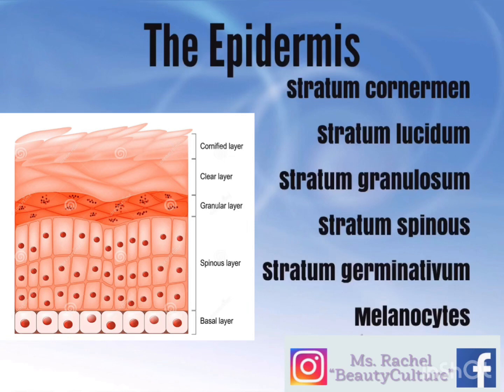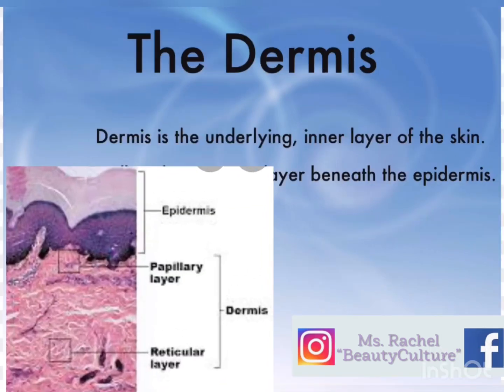The spiny layer is where the process of skin cell shedding begins. Stratum germinativum is the deepest layer of the epidermis. This is the live layer of the epidermis that produces new epidermal skin cells and is responsible for the growth of the epidermis. It contains special cells called melanocytes, which produce the dark skin pigment called melanin.